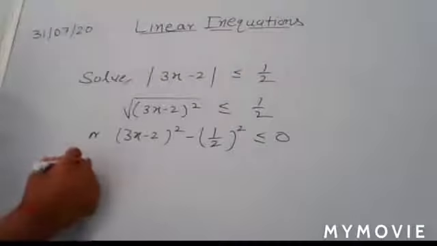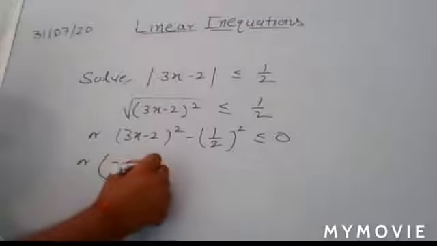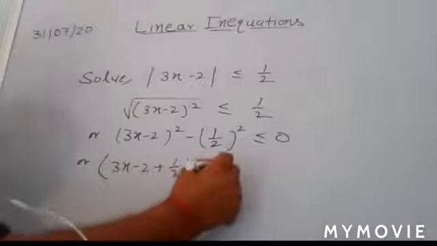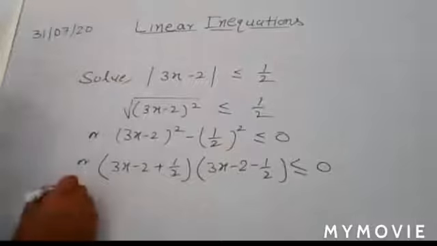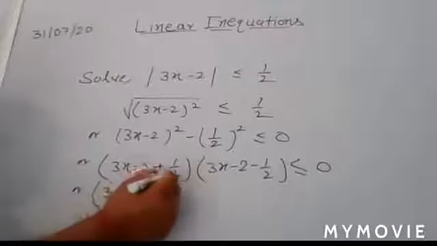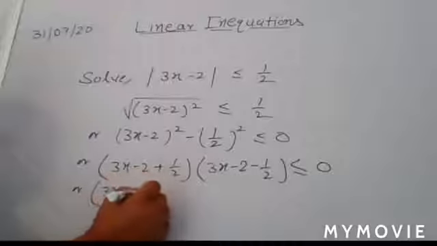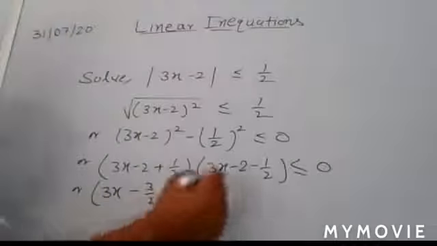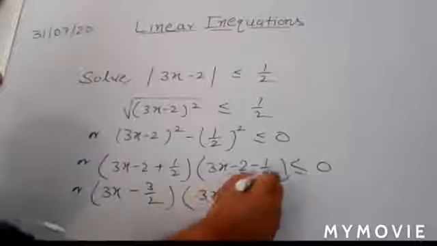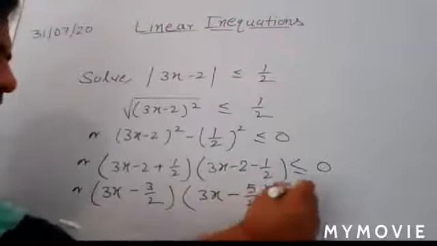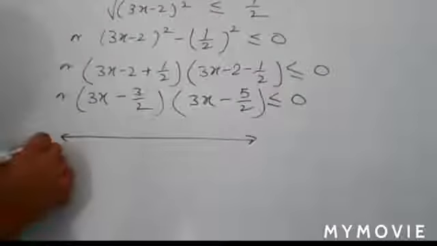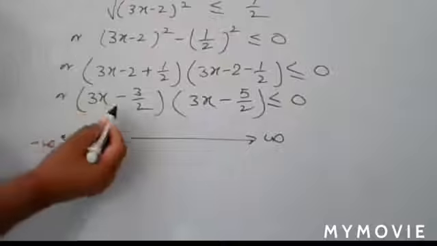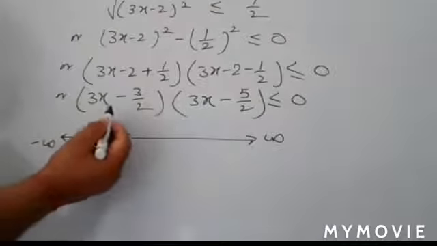You can write in this way and factorize: 3x minus 2 plus 1 by 2, and here you have 3x minus 2 minus 1 upon 2, less than or equal to 0. Simplifying, here 3x minus 3 by 2, and this side you have 3x minus 5 by 2, less than or equal to 0. Now taking the points on the number line, minus infinity, infinity, and from the first factor, what is its value?